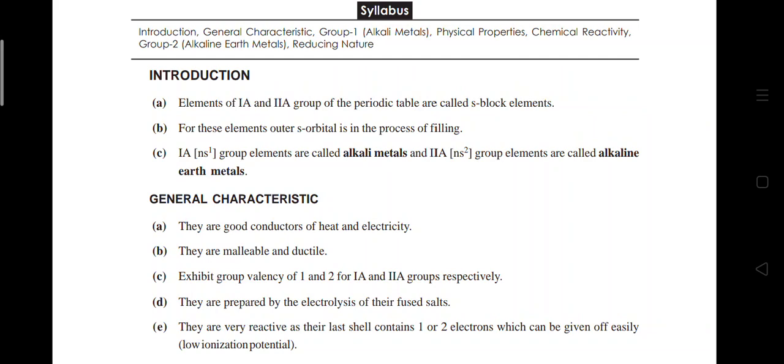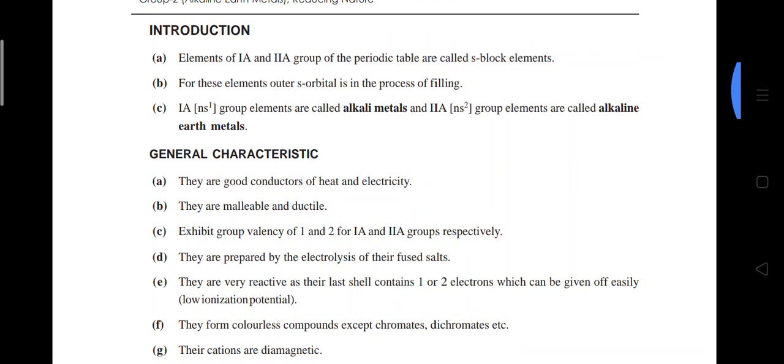Second, for these, the outer s orbital is in the process of filling. Third, group 1 configuration is ns1, called alkali metals, and group 2 with ns2 configuration is called alkaline earth metals.